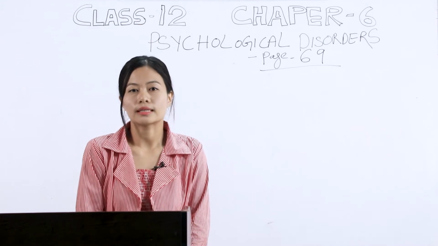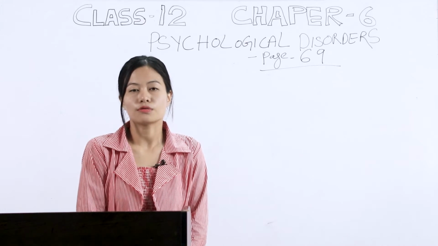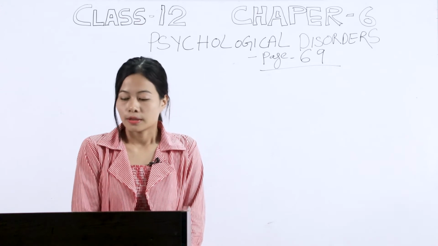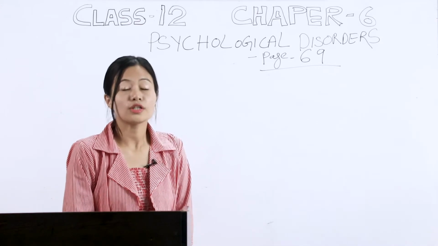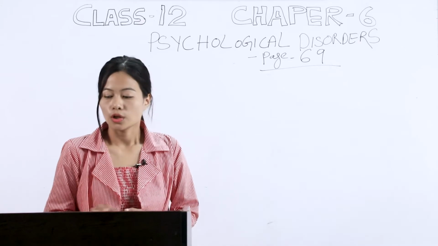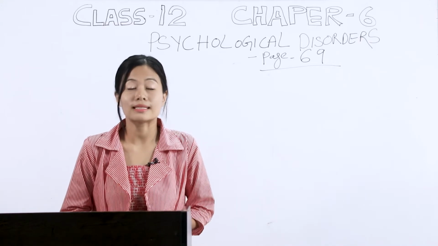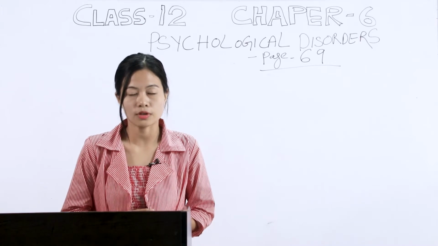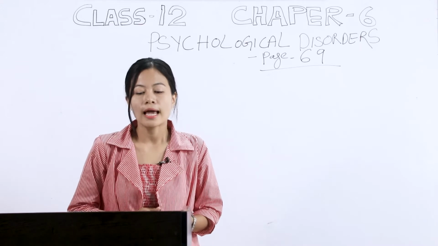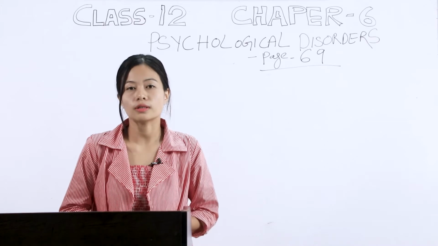Today we will be learning and discussing a new chapter, that is chapter 6, psychological disorder, from your syllabus, and unit 4 from your psychology textbook, page number 69 of your psychology textbook. Now in this chapter, after learning this chapter, we would be able to understand the basic issues in abnormal behavior, the classification, the criteria used to identify abnormal behavior, and the factors which cause abnormal behavior and the major psychological disorders.